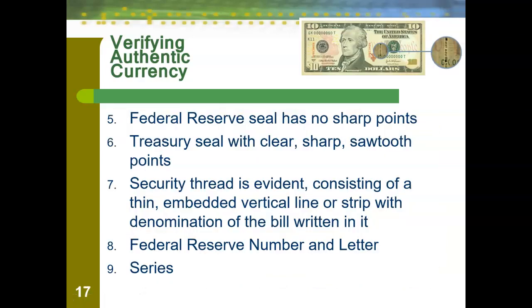Next, we have the Federal Reserve seal has no sharp points. The Treasury seal with clear, sharp sawtooth points. The security thread is evident, consisting of thin embedded vertical line or strip with the denomination of the bill written in it, Federal Reserve number and letter, as well as series.